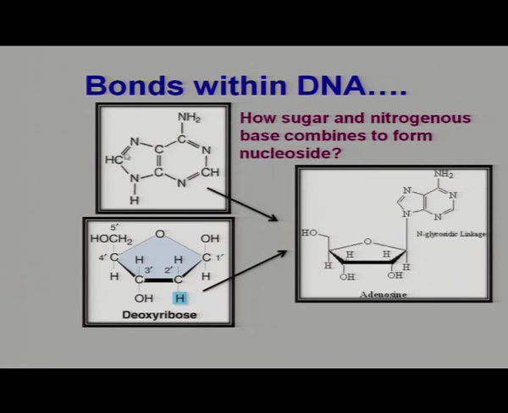This nitrogenous base has an NH group, and the hydrogen of this NH group will bond with the OH of the first carbon of the sugar. They will form a water molecule, and the water molecule will be released, and the remaining part of the nitrogenous base will attach to the first carbon to form the nucleoside. So, the combination of sugar molecule and nitrogenous base is called a nucleoside, and the bond which combines them together is the N-glycosidic linkage.